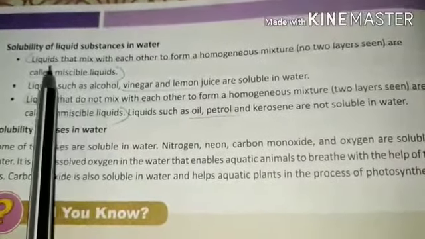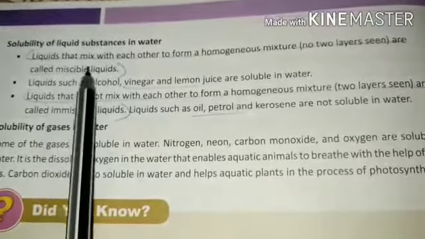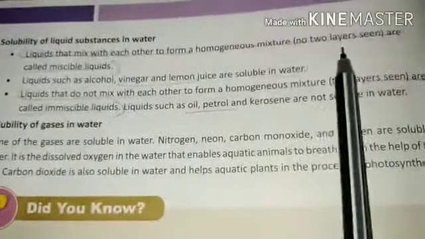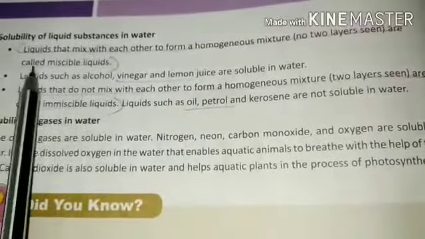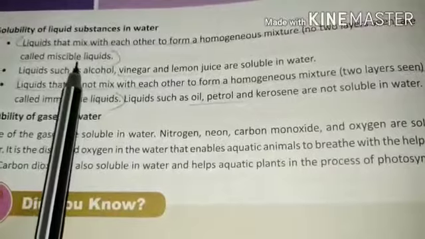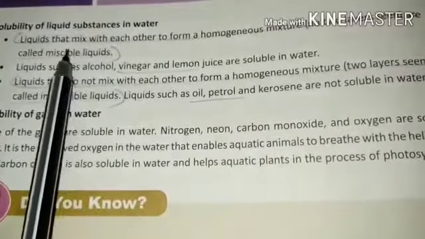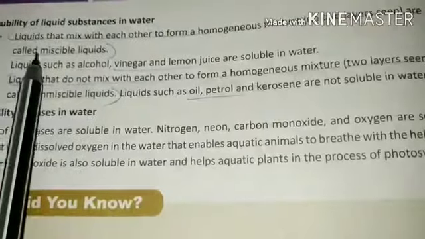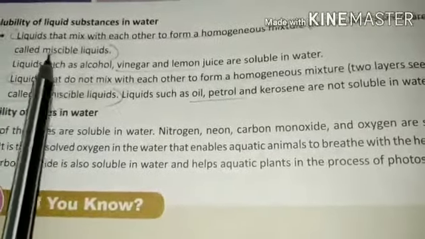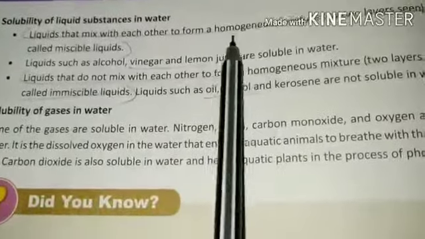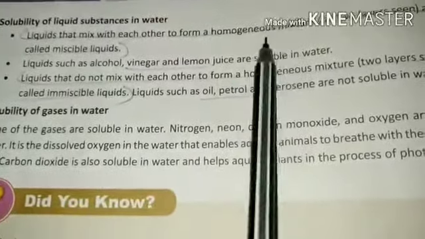If two types of liquids dissolve into one another and no layer can be seen, that type of liquids are called miscible liquids. Always remember one thing, when two or more liquids are dissolved into one another and are soluble in one another, they are called miscible liquids. Another name for miscible liquids is homogeneous mixture.